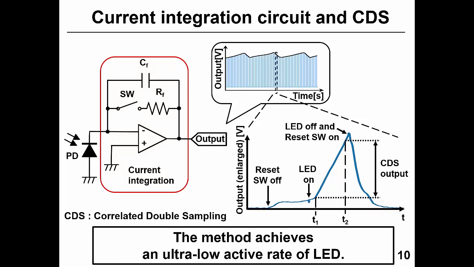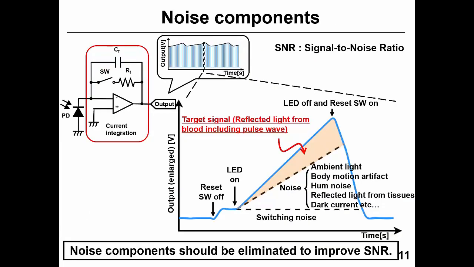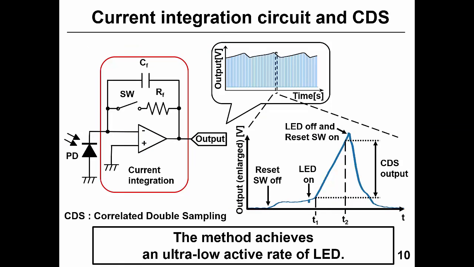This graph shows the output wave from the current integration circuit and the enlarged waveform at one sampling period. In the CDS method, the offset is sampled at time T1 immediately after turning on the LED. It is sampled again at time T2 after the charge is integrated. The difference of these two sampling results can be used as an output. So the switching noise component can be eliminated. The combination of the current integration circuit and the CDS method can also reduce some minute noise such as dark current. The method can achieve an ultra-low active rate of LED and accurate heartbeat interval.